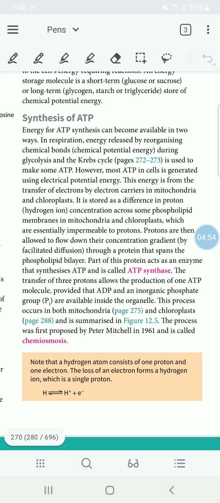Part of this protein acts as an enzyme that synthesizes ATP and is called ATP synthase. So this facilitating protein has a part that is an enzyme, and that enzyme is called ATP synthase. What is its function? The synthesis of ATP. The transfer of 3 protons allows the production of 1 ATP molecule, provided that ADP and an inorganic phosphate group are available inside the organelle.